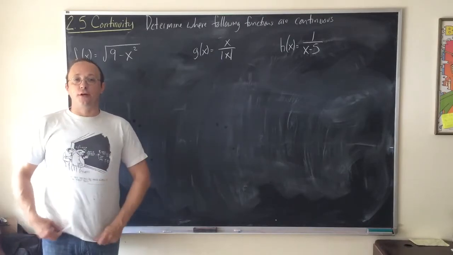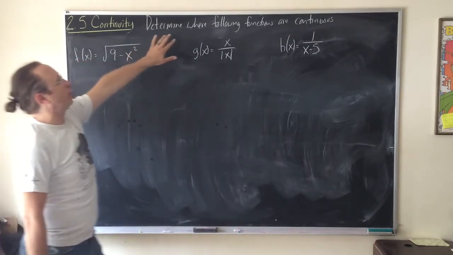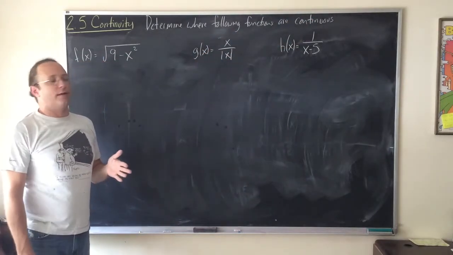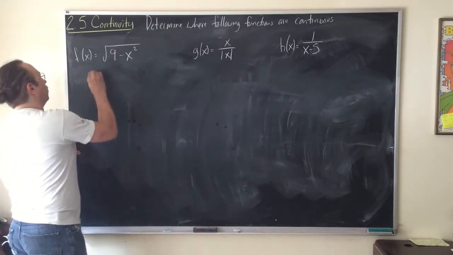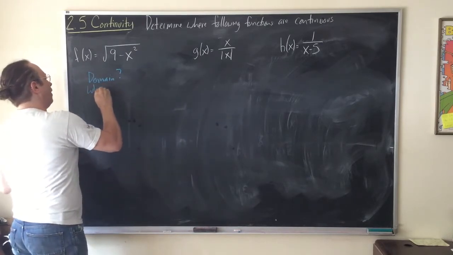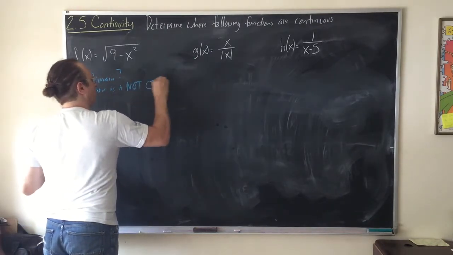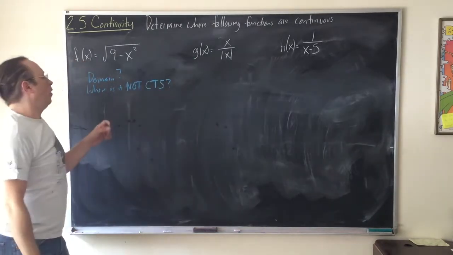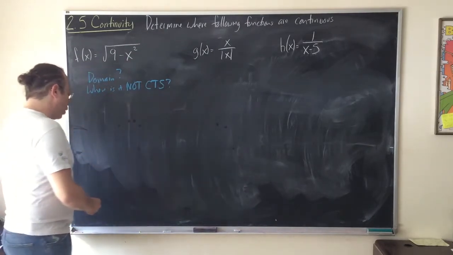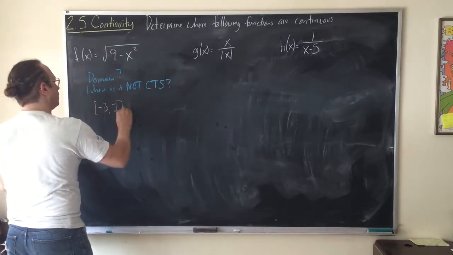Well, now that we've considered a graphical example, let's consider some algebraic examples. So the first one, the directions are determining where the following functions are continuous. And really the secret to figuring out where something is continuous is to ask, what is its domain? And then to ask, where is it not continuous? Well, once you know where it's not continuous, you can work backwards to figure out where it is continuous. All right, so the domain of this guy is going to be from -3 to 3.